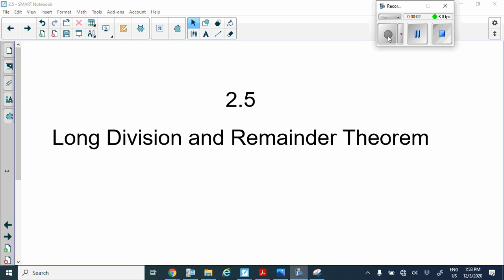Hey guys, so here's part 1 of the 2.5 notes. We're going to be talking about long division, synthetic division, and the remainder theorem.